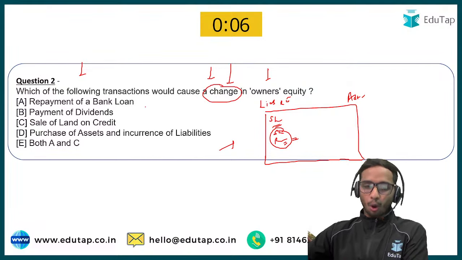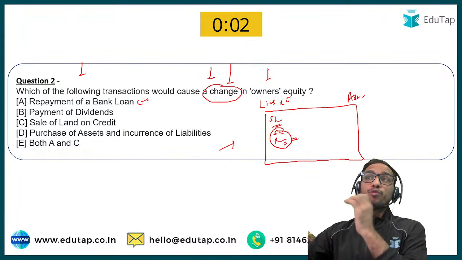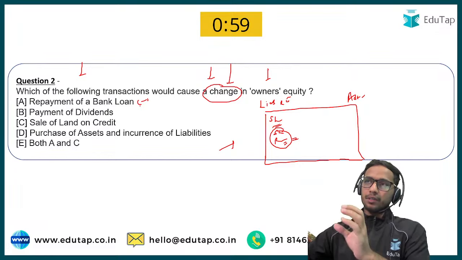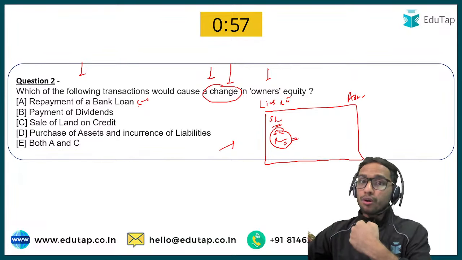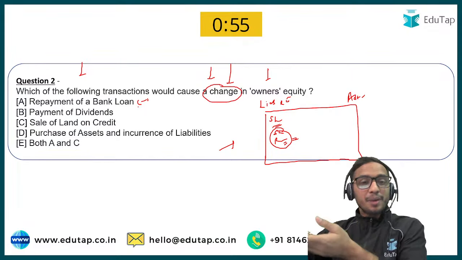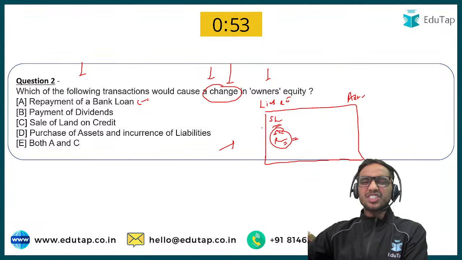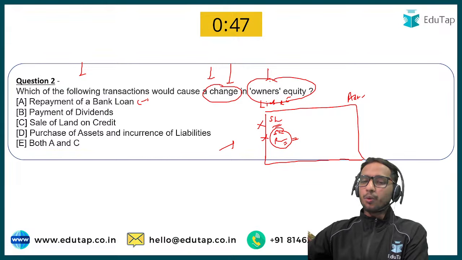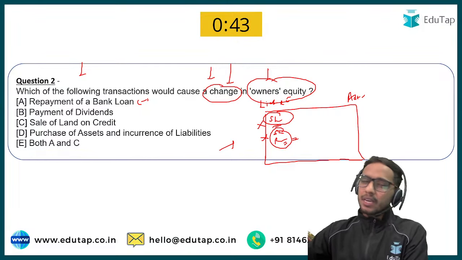So the first option is repayment of a bank loan. When you pay something back to the bank, for which earlier you had taken a loan, it is not affecting your share capital, or for that matter your reserve and surplus, right? So owner's equity would not be changed. Owner's equity here means shareholders fund, right? So it would not be changed.